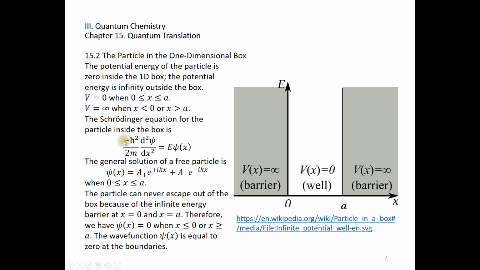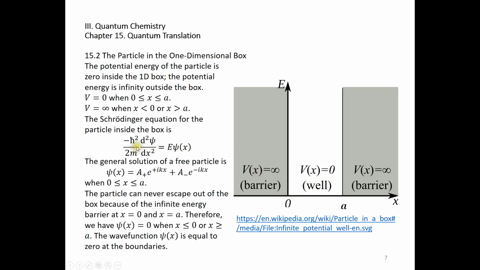Therefore, the Schrödinger equation is negative h bar squared over 2m d squared psi over dx squared is equal to E psi. On the left hand side, we have the kinetic energy operator applied to psi. On the right hand side, we have E psi. The potential energy is 0 inside the box between 0 and A.